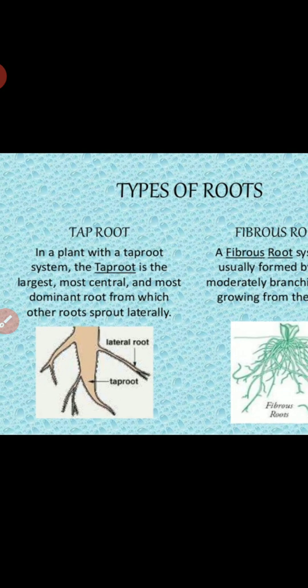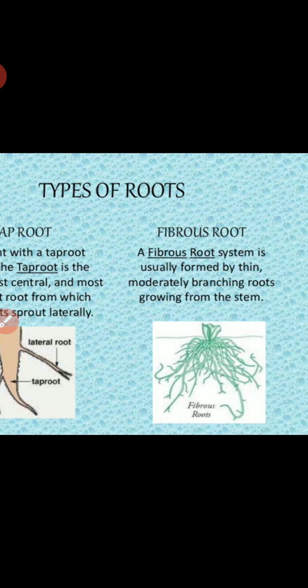For taproot, the very best examples are carrots, and you can take radish and beetroot also, because here you can see a single big root, that is known as the taproot. But for fibrous root, you can take an example of grasses. When you pull out the grasses you can see various kinds of fibrous roots there. Onion has fibrous roots, then wheat, rice. All these are fibrous roots.